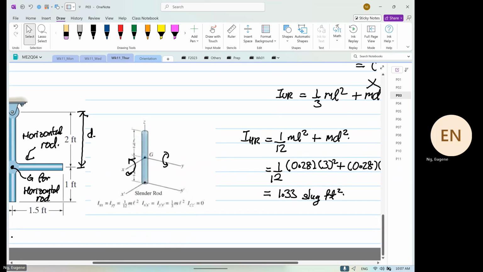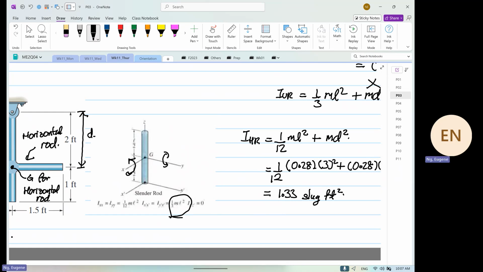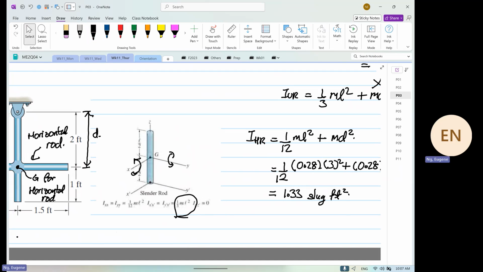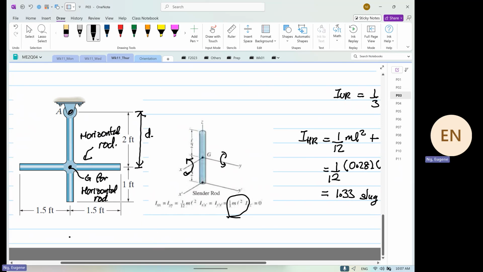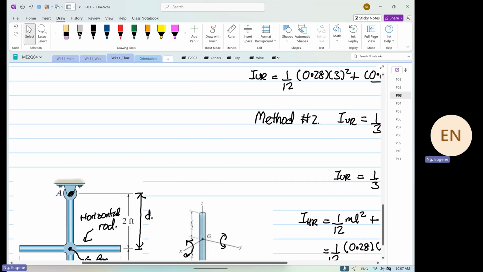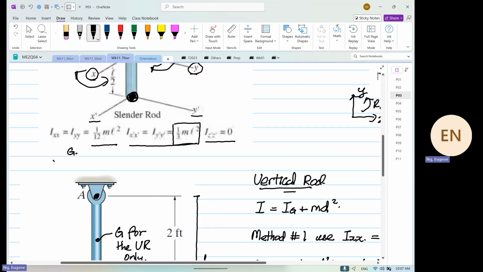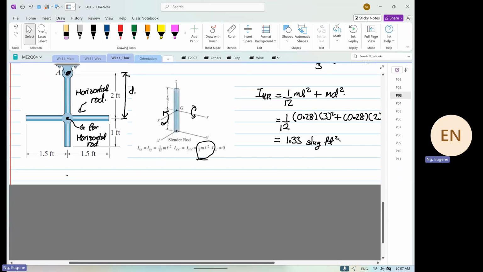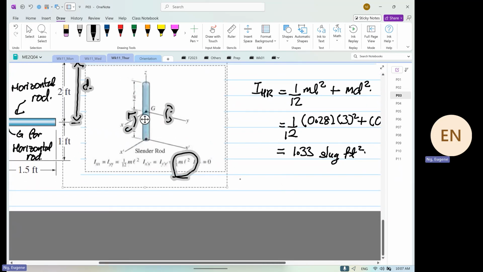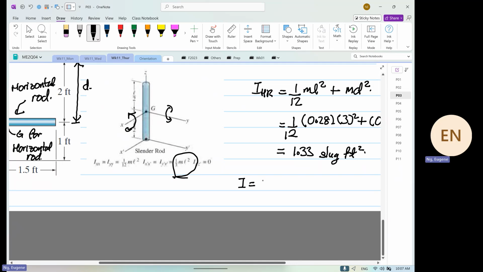Question for you. Can I use 1/3 ml squared? You can't. Are we clear? Don't say, oh, we're good to go, we're good to use 1/3. We can't. Why can't we? Because the point of interest is an offset, yes or no? The other one you could, because it's on top of here, corresponding to this x prime and y prime. Are we clear? Okay, so be very careful.